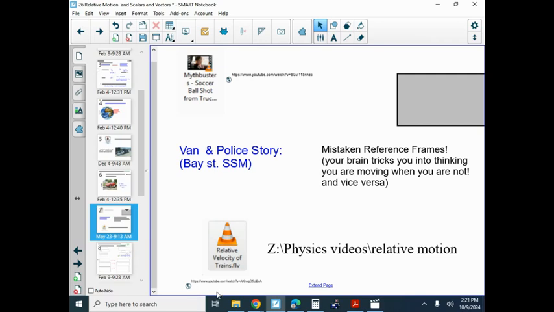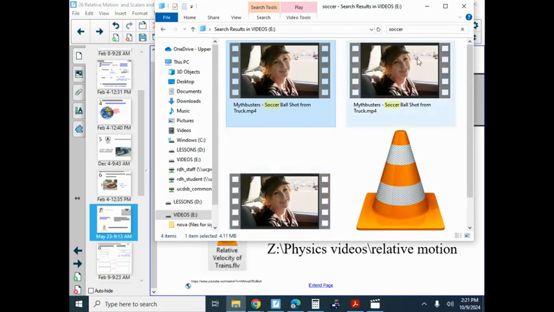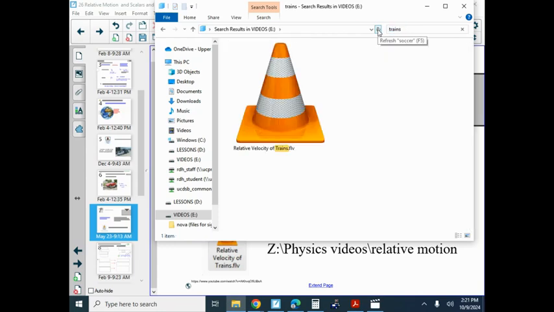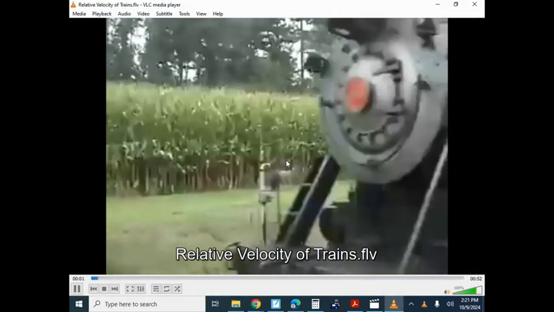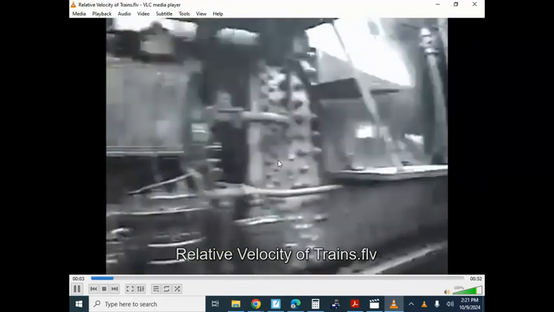Okay, so this little video here, relative velocity of trains, is kind of trippy. It's a weird little video that someone took, and so you can clearly see there's a train going by, and so your assumption right now would probably be that you're stationary and the train's moving past you maybe. But if you catch glimpses of the corn behind you, you can tell, oh wait, you're moving too.